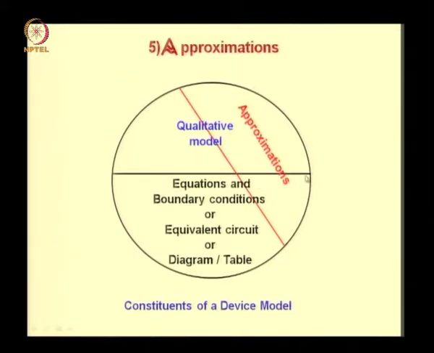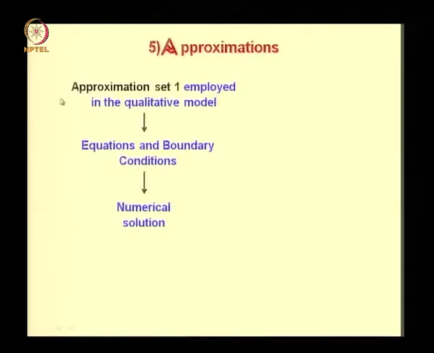Now let us focus on these approximations here. Since there are approximations belonging to qualitative model as well as to quantitative model, let us describe the relationship between these approximations. So the approximation set 1 is employed in the qualitative model, and these lead to the equations and boundary conditions, which can be solved numerically. It may not be always possible to solve these equations analytically, because even after these approximations the equations can be fairly involved and only a numerical solution may be possible.